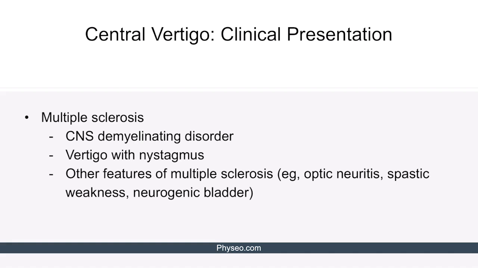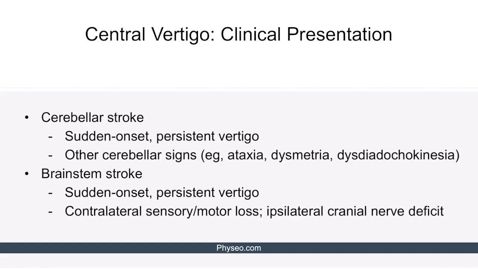Let's move on to the multiple sclerosis. Multiple sclerosis is a central nervous system demyelinating disorder. It can present with vertigo and nystagmus. Patients also have other classic features of multiple sclerosis like optic neuritis, spastic weakness, and neurogenic bladder.